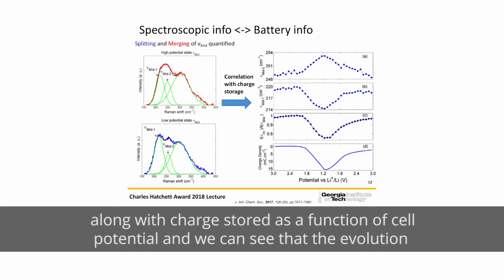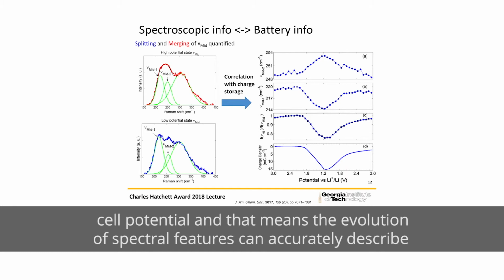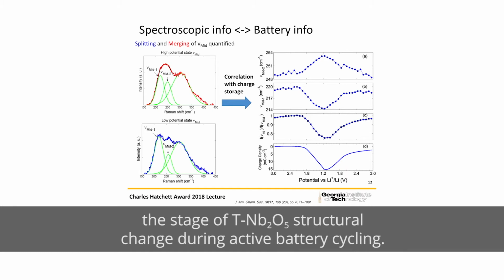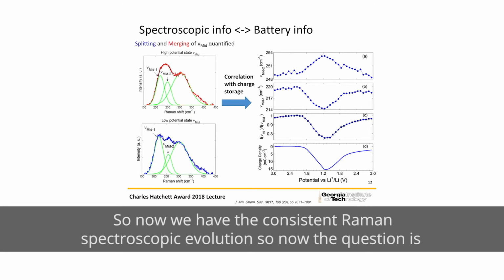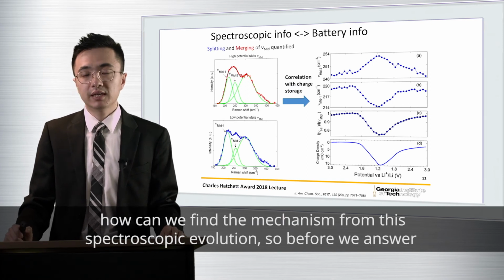We can see that the evolution of spectral features is totally consistent with evolution of charge storage as a function of cell potential. And that means the evolution of spectral features can accurately describe the stage of T-niobium oxide structural change during active battery cycling. So now we have the consistent Raman spectroscopic evolution. So now the question is, how can we find the mechanism from this spectroscopic evolution?